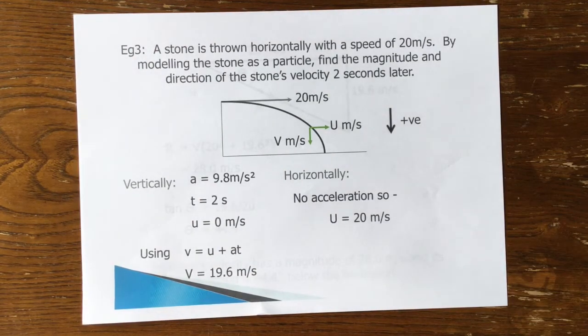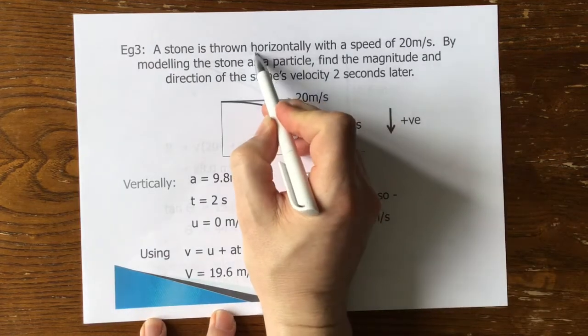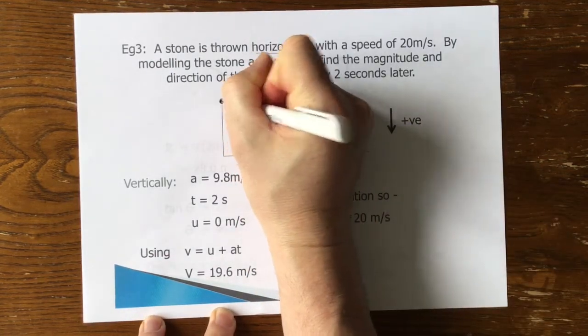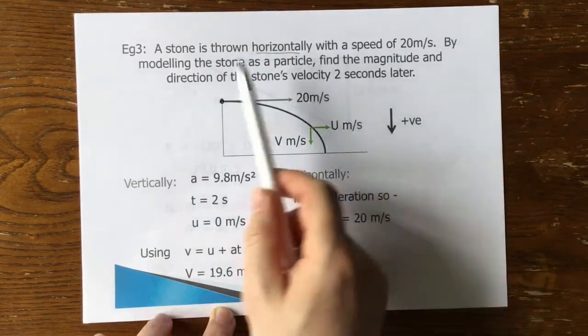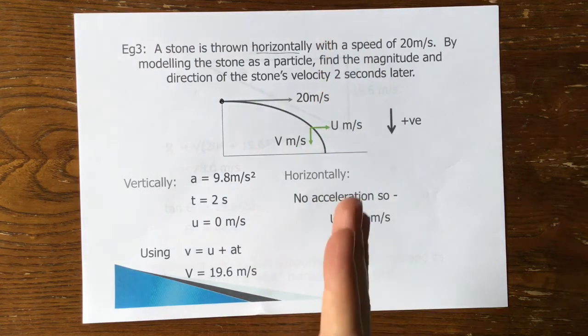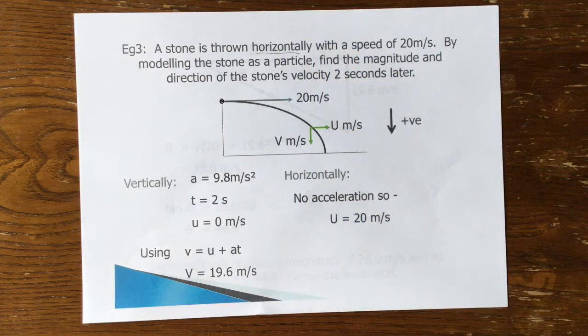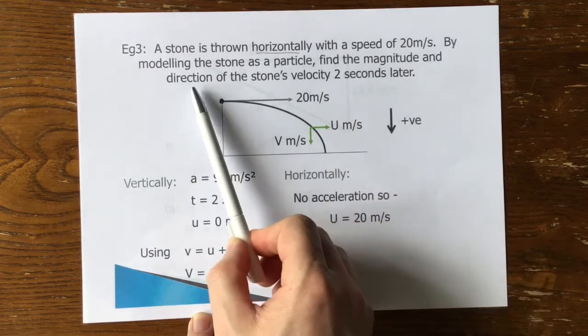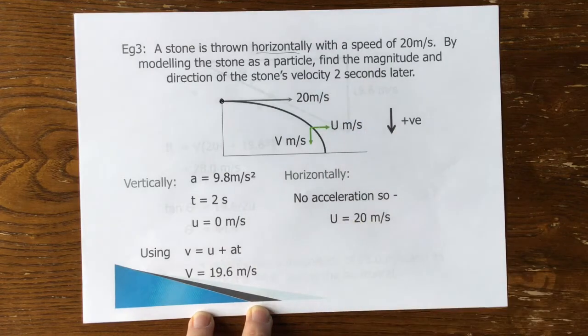This example, a stone's thrown horizontally with a speed of 20 meters per second. So again, it's thrown horizontally. We've got our initial speed of 20 meters per second. By modelling the stone as a particle, and that's a very common modelling assumption that we make. Another one would be maybe that there's no air resistance, or that the stone moves in one plane, it just goes that way, it doesn't flitter about while it's moving. Sometimes we'd even say that the acceleration due to gravity is constant, but the main one is that we treat the stone as a particle, or there's no air resistance. But we're asked to find the magnitude and direction of the stone's velocity 2 seconds later.